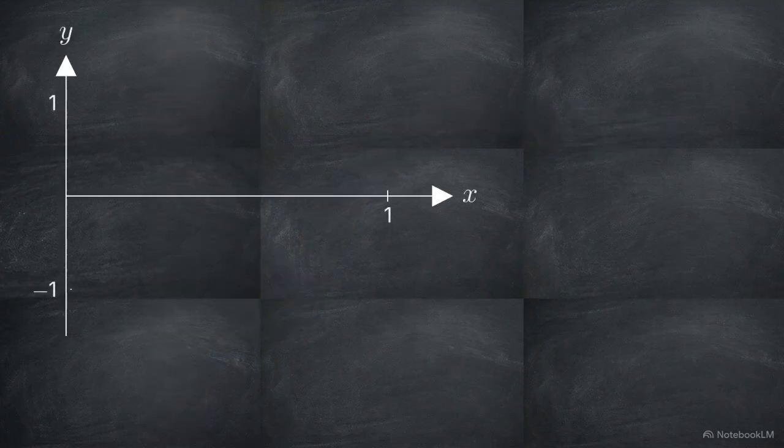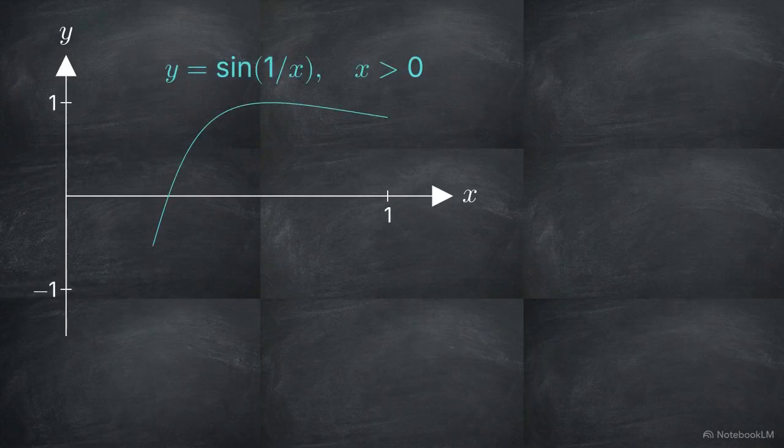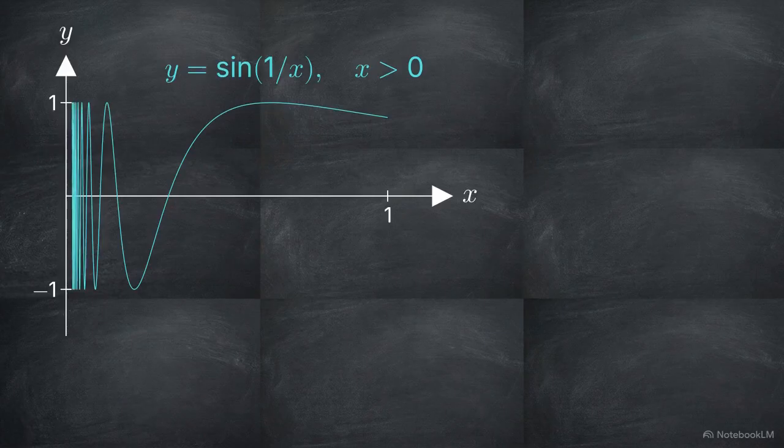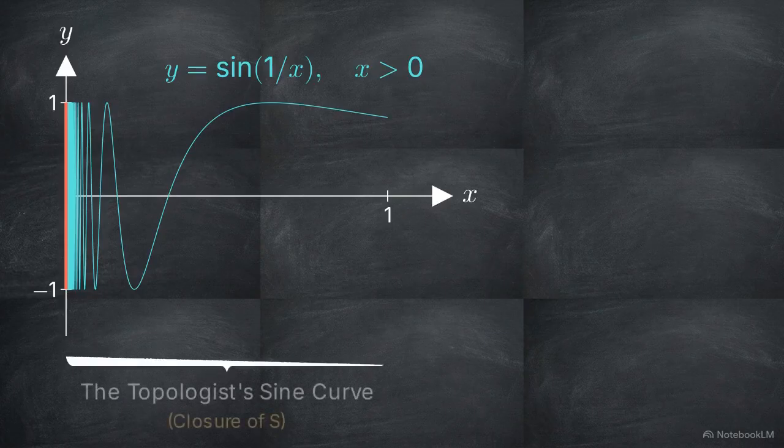This animated graph plots the first component of this paradox, known as the topologist's sine curve. The equation is y equals the sine of 1 over x, evaluated for all values of x strictly greater than 0. As x approaches 0, the curve oscillates infinitely. To complete the space, we add a distinct vertical line segment exactly on the y-axis, stretching from y equals -1 to y equals +1. This union formally defines the space as the closure of the curve.